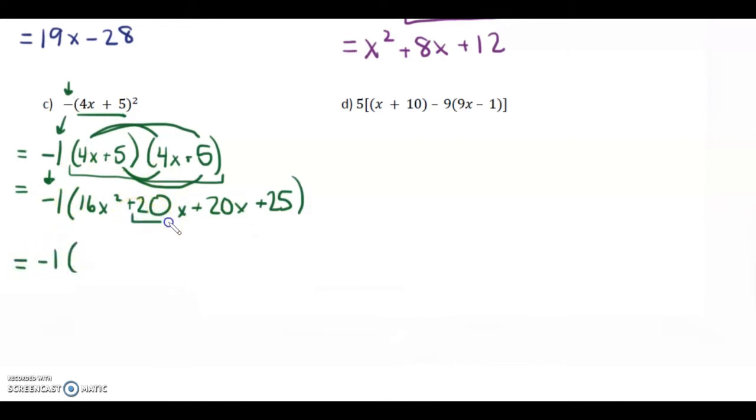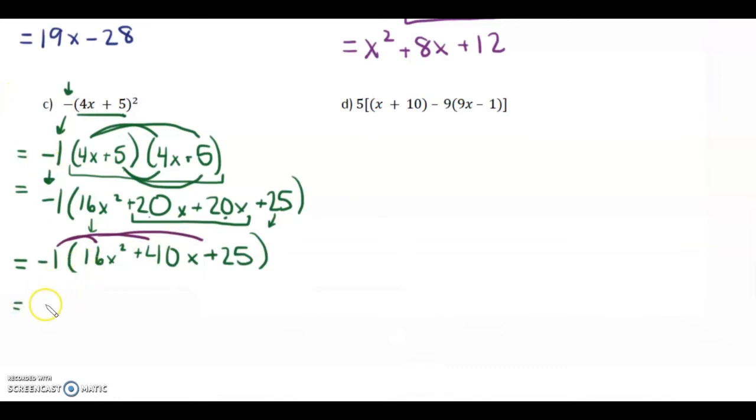Okay, I'm going to collect these two in the middle right now. So 20x plus 20x is 40x. So bring down the 16x squared plus 40x, and then we're just going to bring down this 25. The 16x squared has no other terms that are like it, and for the 25, we have no other constants. Okay, and at this point, we're going to distribute in this -1. So we get -16x squared minus 40x minus 25.